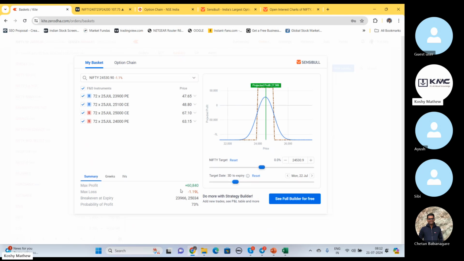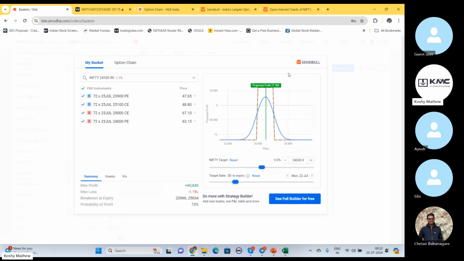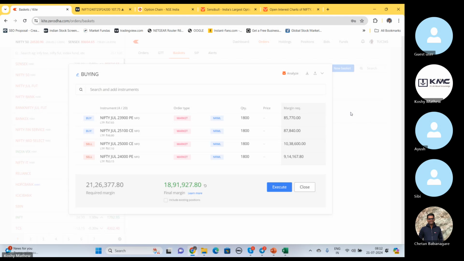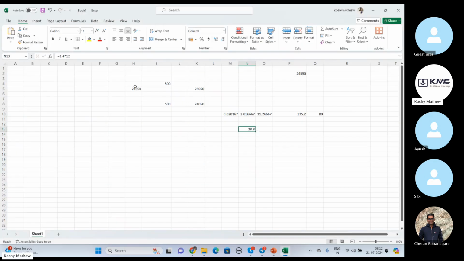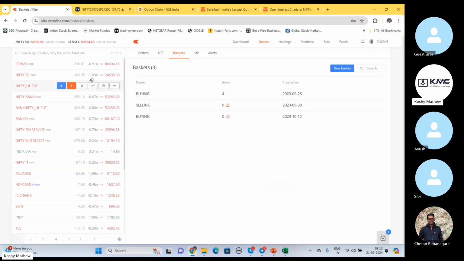See, 60,000 in a week out of a capital of 20 lakhs. 60,000 into 4 is 2.4 lakhs in a month. In 12 months, how much is it? 2.4 lakhs into 12, 28 lakhs, which is double your capital invested. This is how you have to put it. This is one of the strategies. Simple, straight. Whatever the Nifty strike price is, 500 points up, 500 points down, sell a put, sell a call, hedge your position, keep quiet for 1 week.